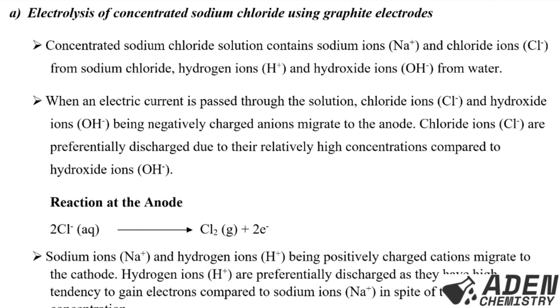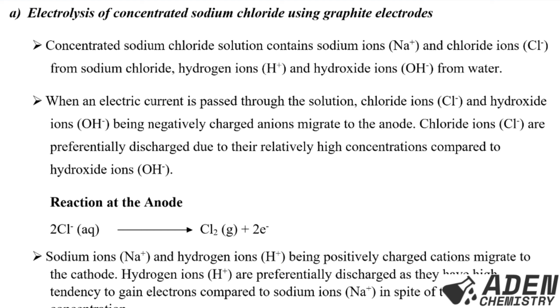So next, when we go to the cations, we are having sodium ions and also hydrogen ions. They are positively charged, the cations, so therefore they will be migrating towards the cathode, because the cathode is the electrode which is connected to the negative terminal of the battery. So now between sodium ions and hydrogen ions, which one will be preferentially discharged at the cathode?